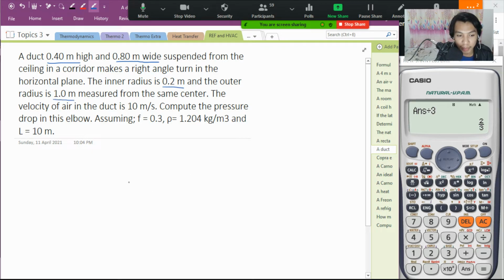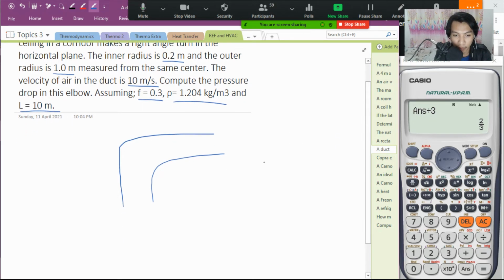So, meron daw siyang bend. Kung ito yun, 90 degrees bend. Ito yung inner radius, inner radius, outer radius, measured from the same center. And then the velocity of the air in the duct is 10 meter per second. Compute the pressure drop in this elbow. Assuming yung friction niya is 0.3. Density of air is standard. And the length of the duct is 10 meters.